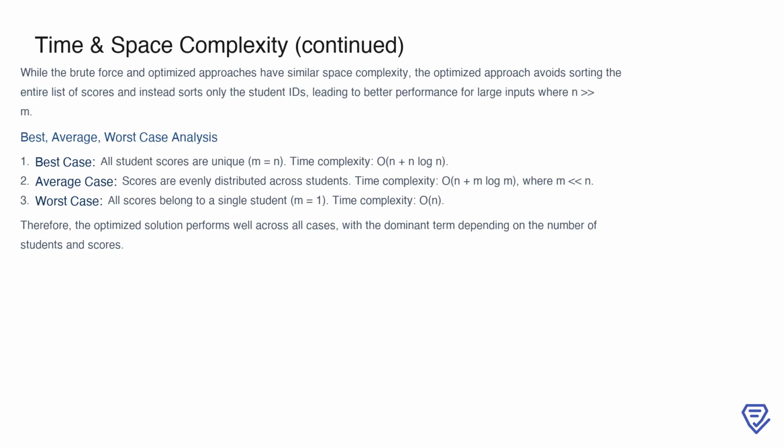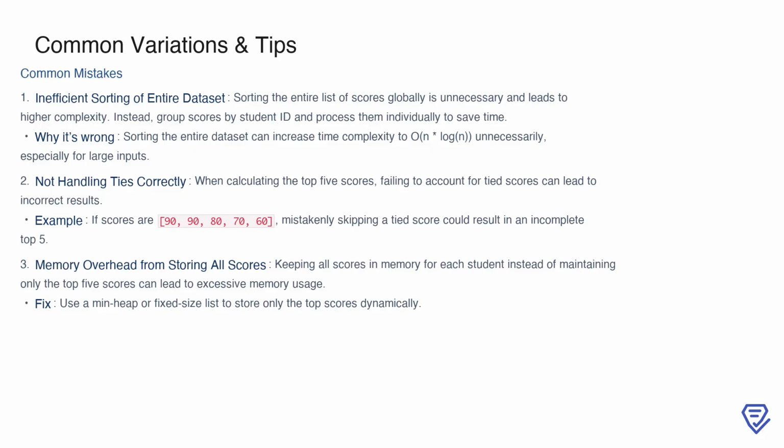When working on this problem, there are some common mistakes to watch out for. First, avoid sorting the entire dataset of scores globally. While it might seem like a straightforward approach, this is inefficient as it increases the time complexity to O(n * log n), which can be problematic for larger datasets.